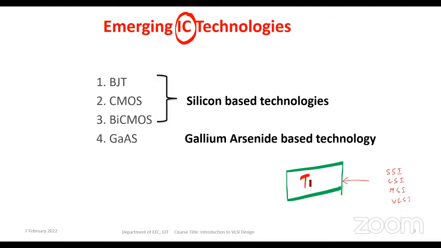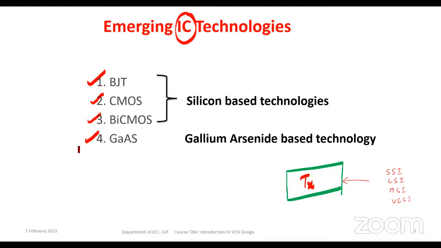Depending upon what type of transistor we are using in an IC. For example, if you're using the bipolar junction transistor throughout the IC, only bipolar junction transistors are used to make any particular circuit. It is possible to use CMOS devices also. It is possible to use BiCMOS also. It is possible to use gallium arsenide transistors also.